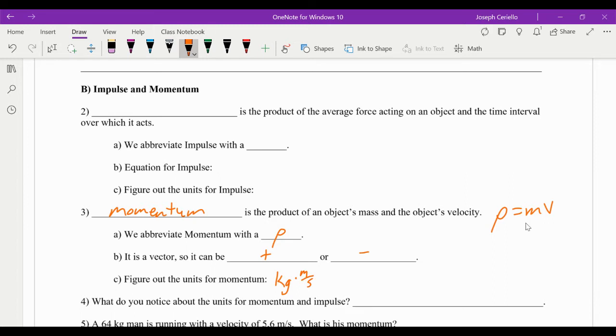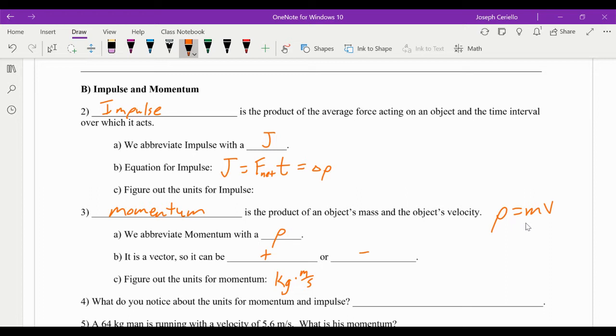Now let's just take a moment to talk about impulse for a second. So impulse, by the way, this equation is on the reference table down here, so you don't need to memorize it. Impulse is the product of the average force acting on an object and the time interval over which it acts. It is abbreviated with a capital letter J. So on your reference table, the equation looks something like this. J equals F net times t, which we'll frequently just write F times t, which is also equal to delta p.